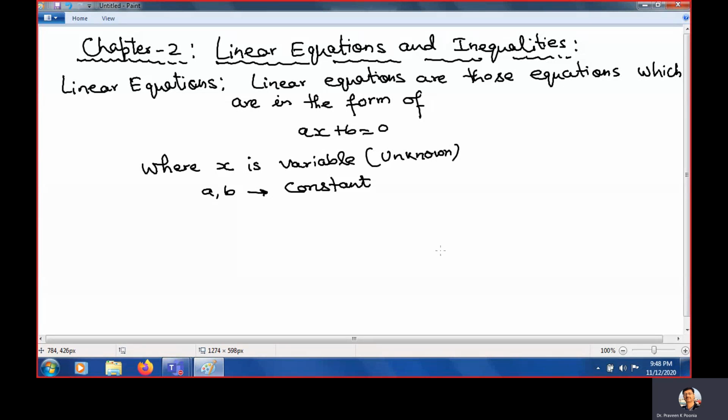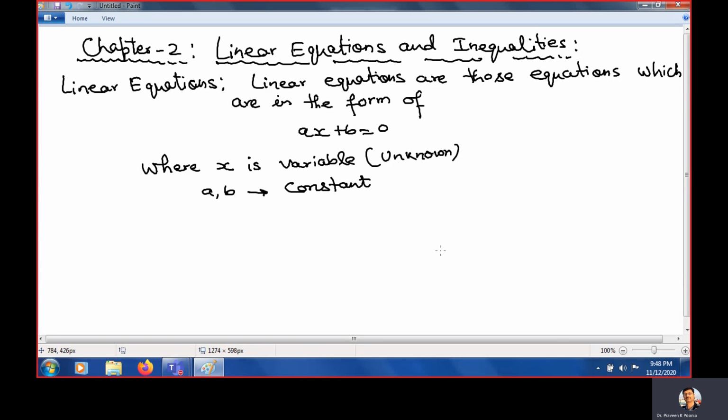Friends, this is week number 6 and we are starting chapter number 2 today. Chapter 2 is linear equations and inequalities. First of all, what do you mean by this? Because it is a combination of two things, linear equations and inequalities. So today we will talk about linear equations only.